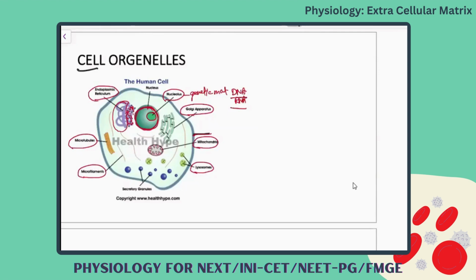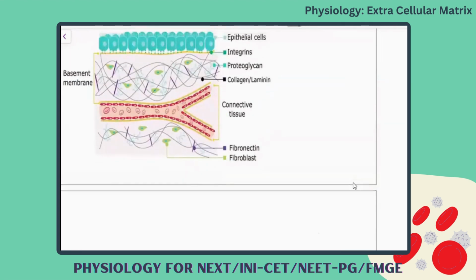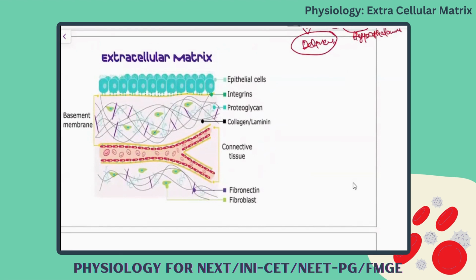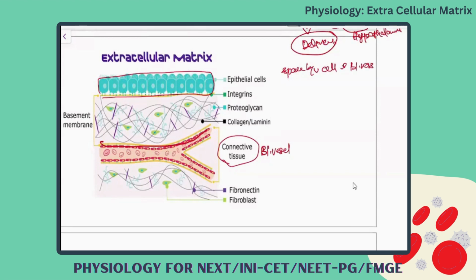Okay, and now we are going to see about the extracellular matrix. What is extracellular matrix? Where is it present? So this is what you call the cell, and the internal environment which has the connective tissue called the blood vessels. The space between the cell and the blood vessels has to be maintained with stable integrity, so you coin it as the extracellular matrix.